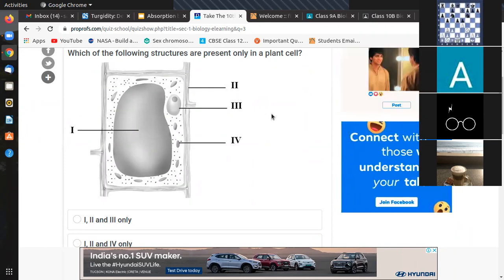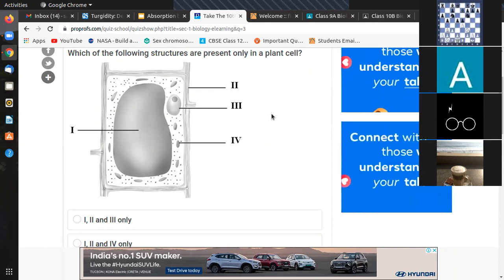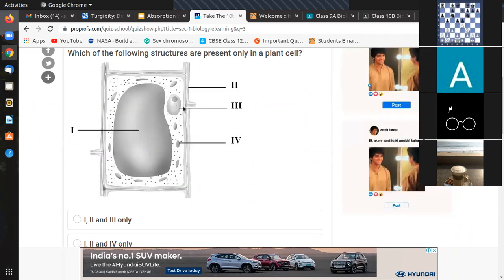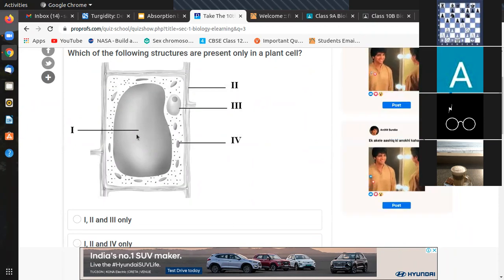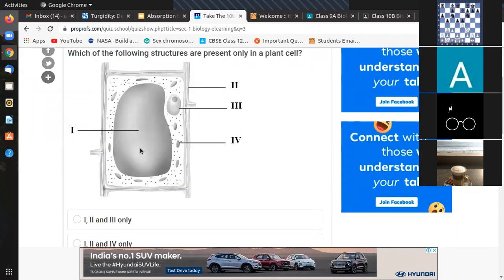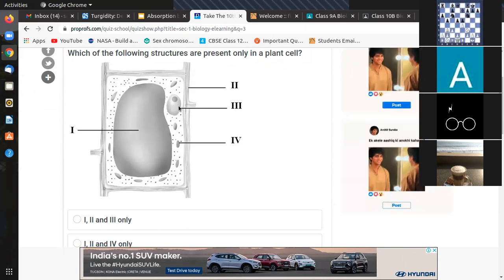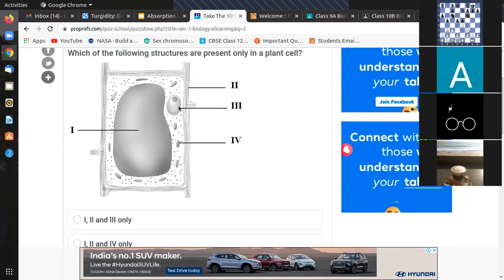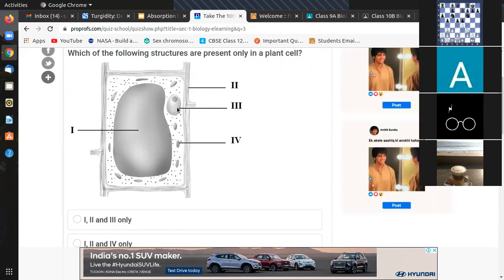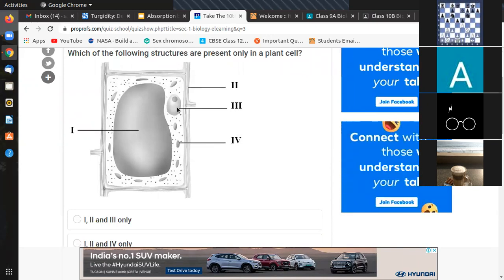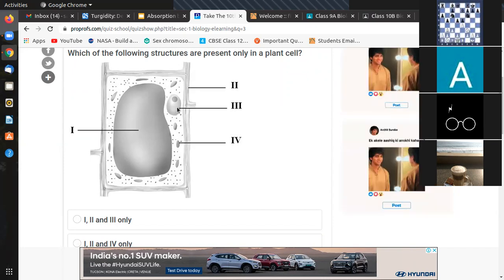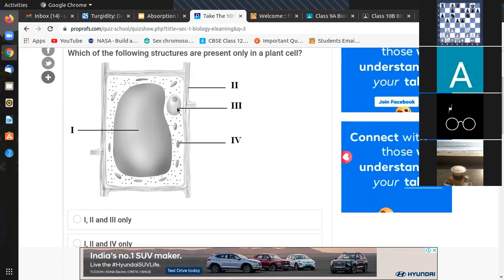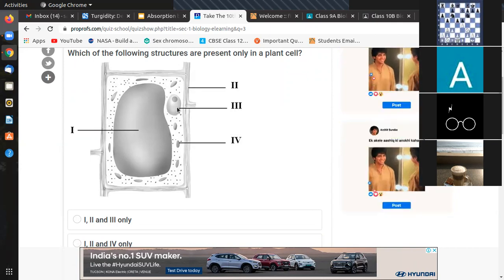Correct me if I'm wrong, but structure number 1 appears to be a vacuole. Vacuole is present in animal cells as well. The third one appears to have some sort of nucleus. Both animal and plant cells have a nucleus, so it can't be the third. So it's second.